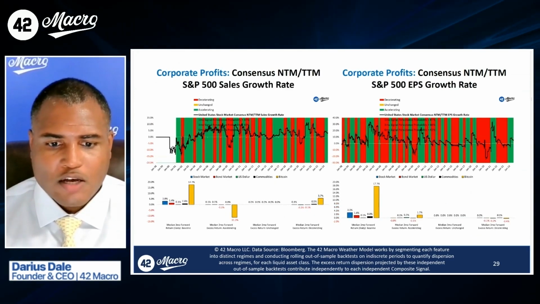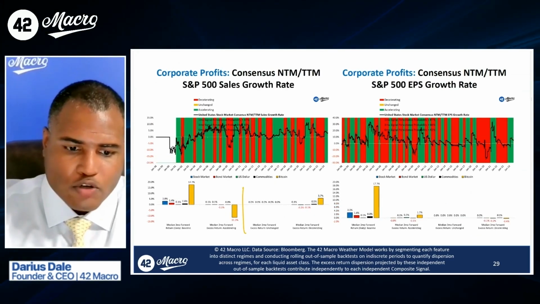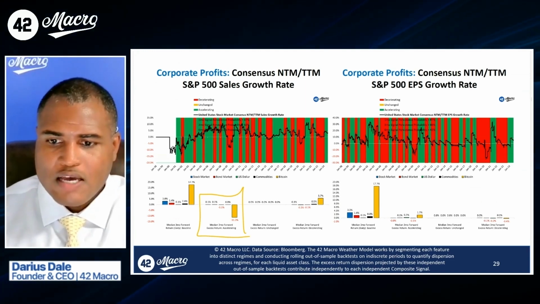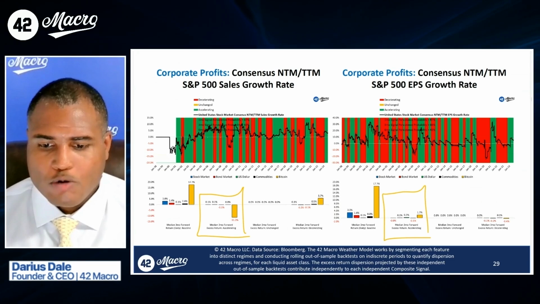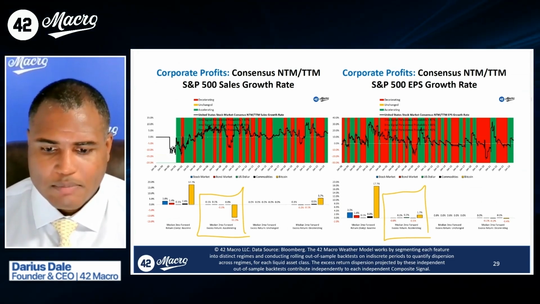The implied sales growth rate for the S&P 500 is trending higher, so it's projecting this excess return back test. The implied earnings growth rate for the S&P 500 is projecting this excess return back test. And I'll pause just to highlight something.